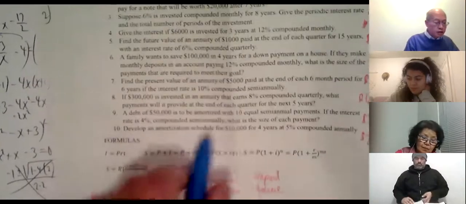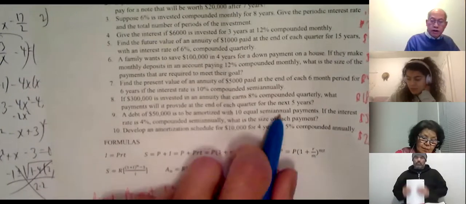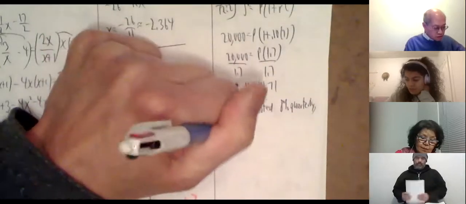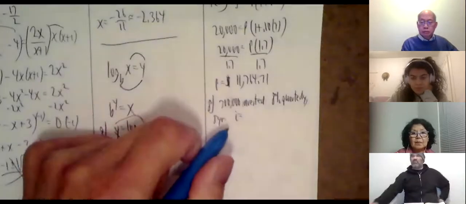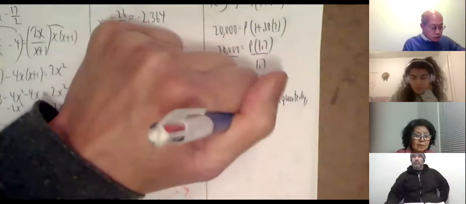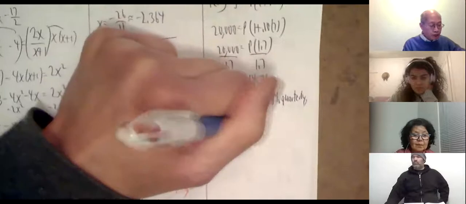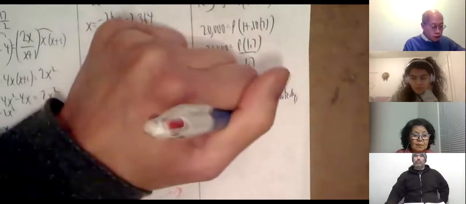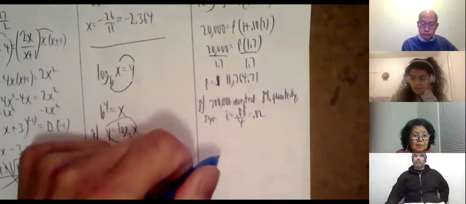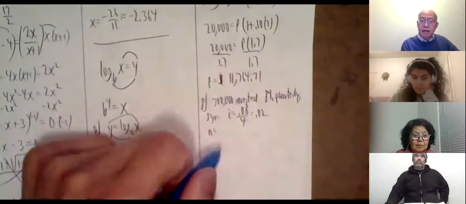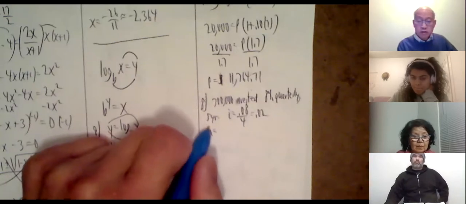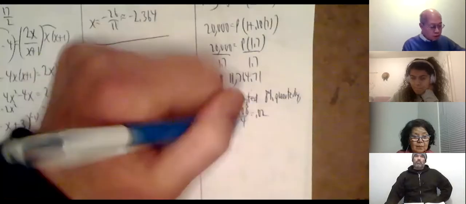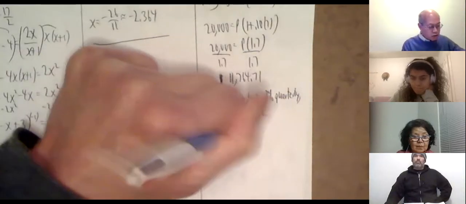What payments will it provide at the end of each quarter for the next 5 years? Okay, so the interest rate per period: 8% is 0.08, but I have to divide it by 4 because it says quarterly, so that makes it 0.02. And then N, the total number of periods. They said it was 5 years. Quarterly is 4 times a year. So 5 times 4, which is 20.